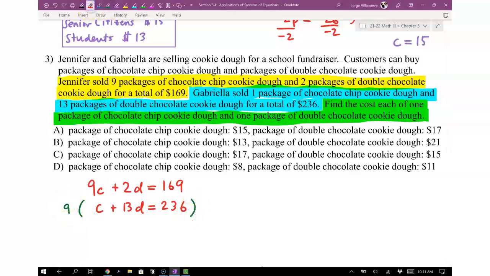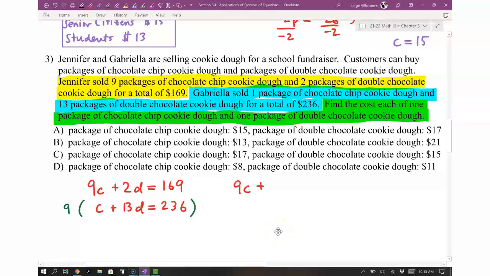Okay, so here are my new equations. 9C plus 2D, and give me a second. All right, so sorry about that, guys. It's just technical difficulties, right? So 9C plus 2D. I'm just rewriting the top equation, equals 169. And the bottom equation is going to be 9C plus 9 times 13, that's 117. I think that's right. Yeah, 117. And then 236 times 9 is 2,124.